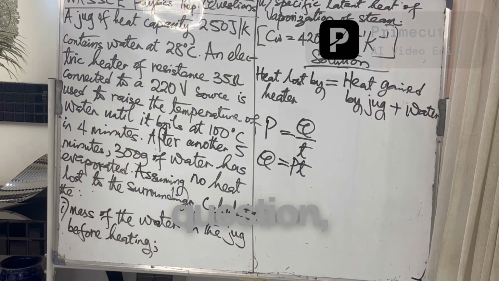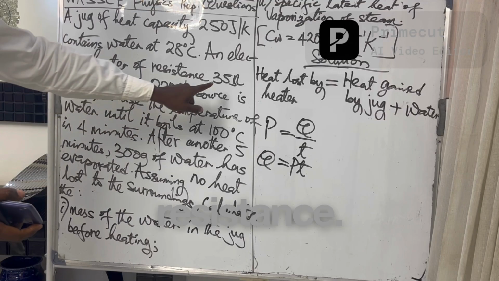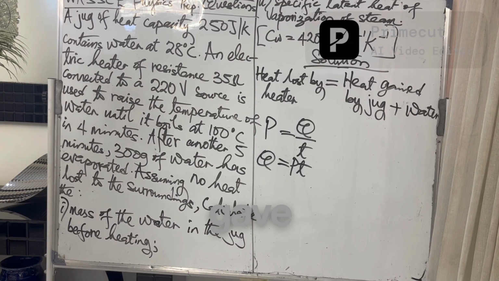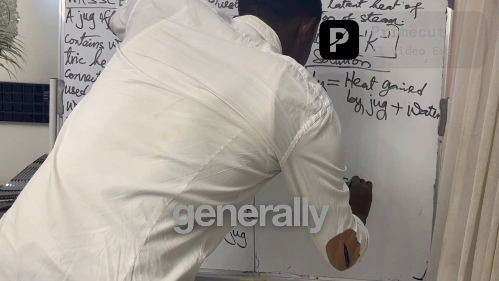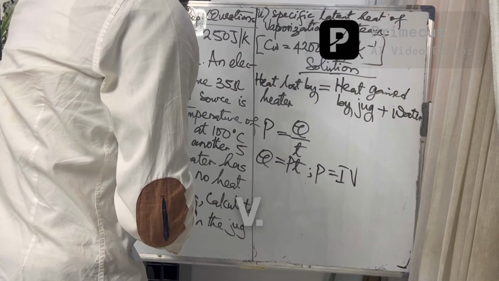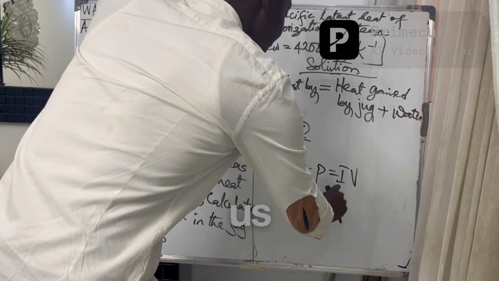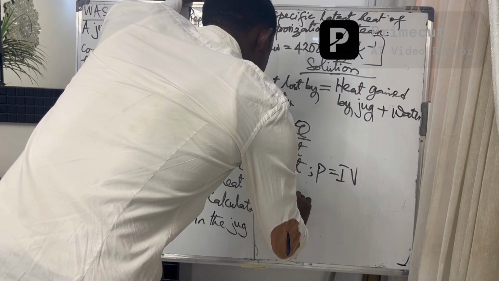And from the question, if we look here, about the heater, they gave us the resistance, they also gave us the voltage. And here again, power generally is IV or I squared R, but let me leave it at IV. But they didn't give us current, so for us to get the current, we would be using Ohm's law that says that V is equal to IR.